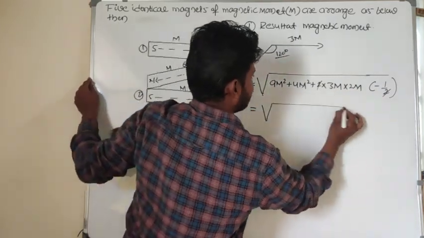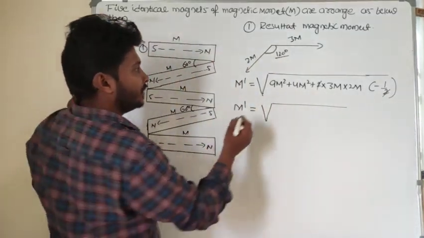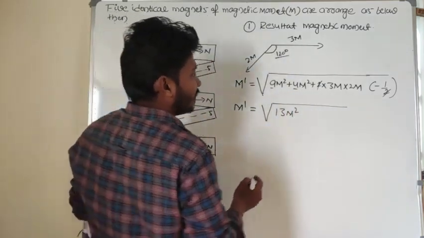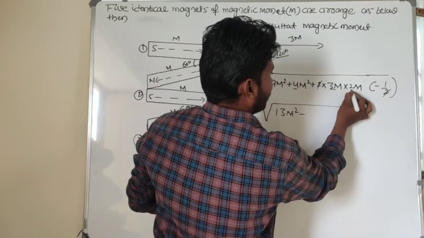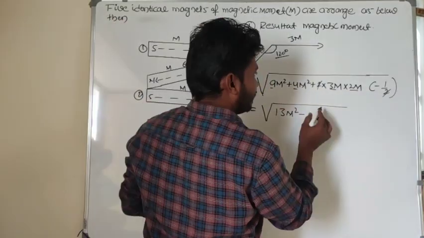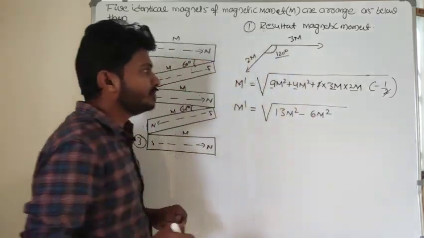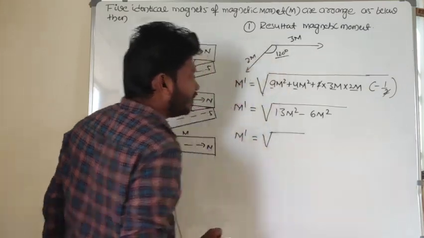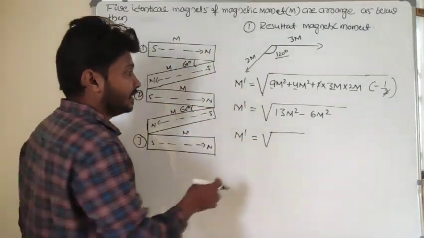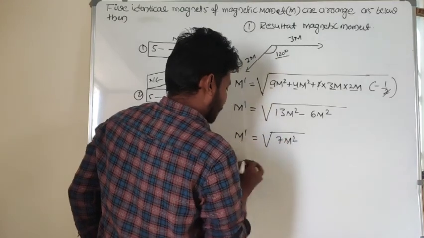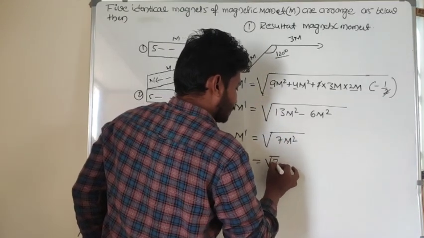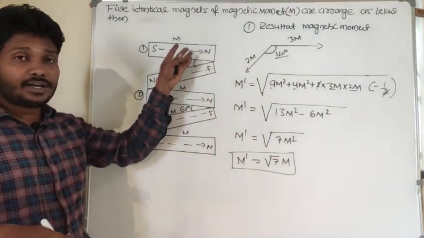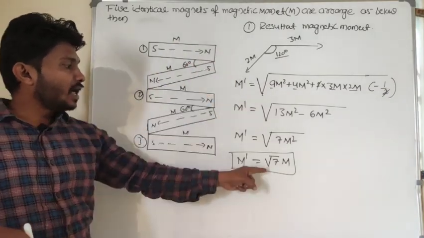M dash is equal to, look at here, 9 plus 4, that is 13m squared, minus 3m into 2m, so that is 6m squared. So m dash is equal to 13 minus 6, that is 7m squared. M dash is equal to square root of 7m. This is the answer. If 5 identical magnets are arranged in this manner, this is the value of the new magnetic moment.